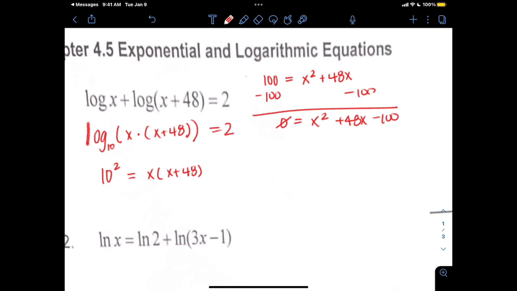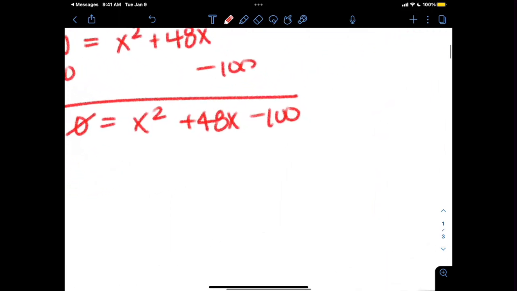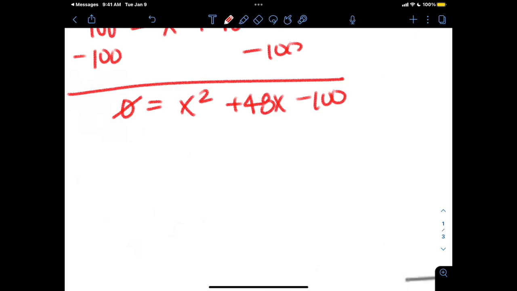Now, let's back up a little bit. Anytime I have a quadratic equation, it's always going to be written in standard form. It's going to look like this. So I have to go back over here and look at this and say, okay, A is going to be equal to 1. B is equal to 48. And C is equal to negative 100.